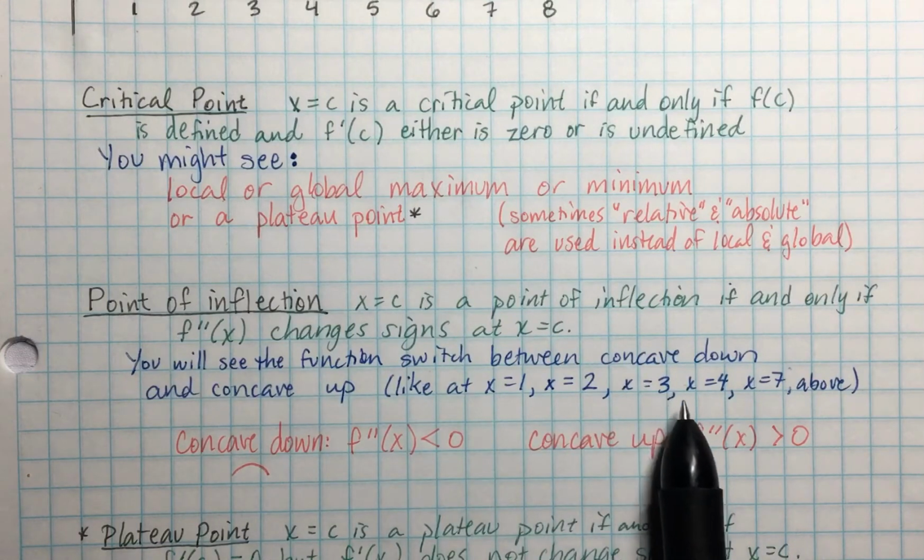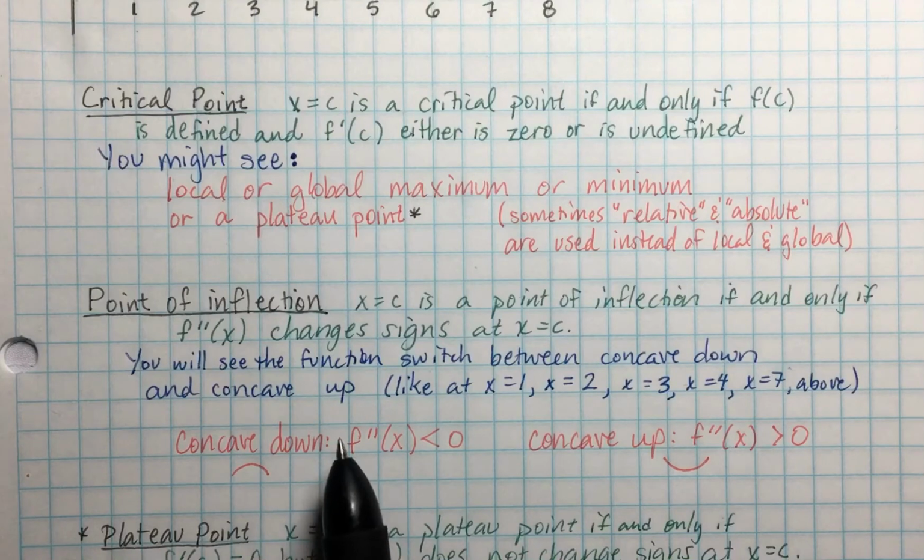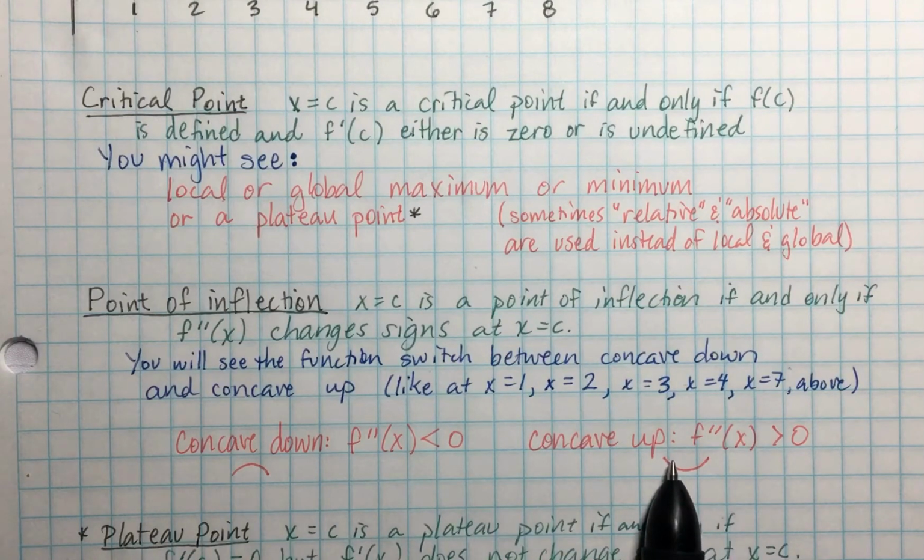So you'll see the function switch between being concave down, like a frowny, or concave up, a smiley. Concave up, you have a positive second derivative. Concave down, you have a negative second derivative. And the point of inflection is the point where you're switching between those. Like on a sinusoid, every point along the sinusoidal axis is a point of inflection.